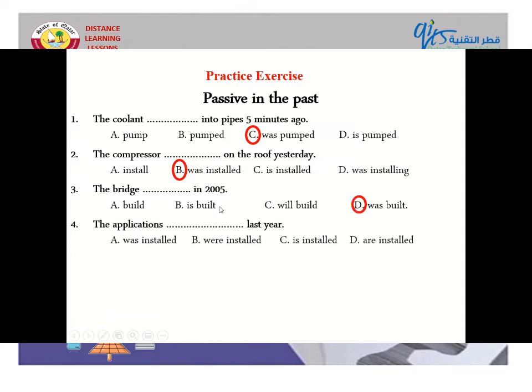Number 4, the applications last year. So applications here is plural, so we need were plus past participle. Was, wrong. Were install, this is correct. And this is not correct because this is, and this is not correct, this is are.